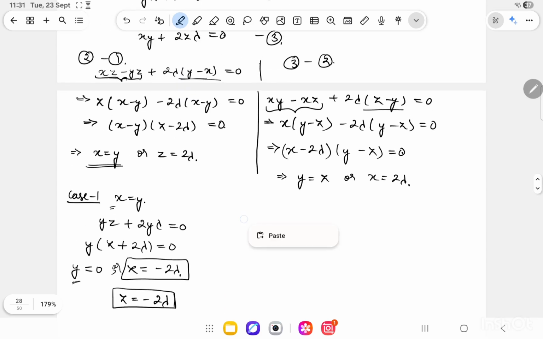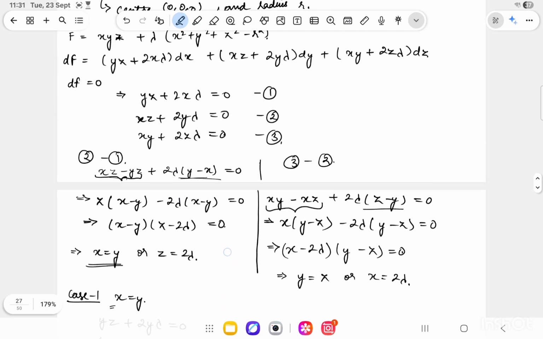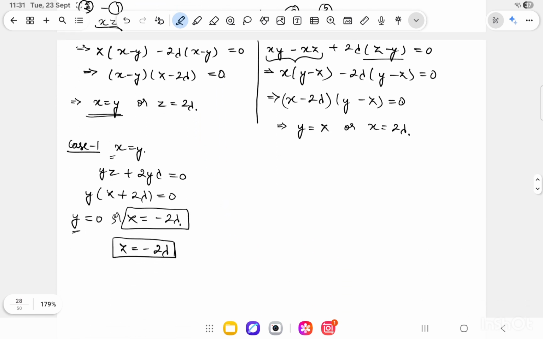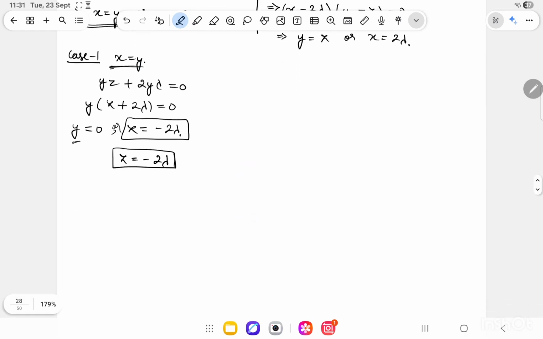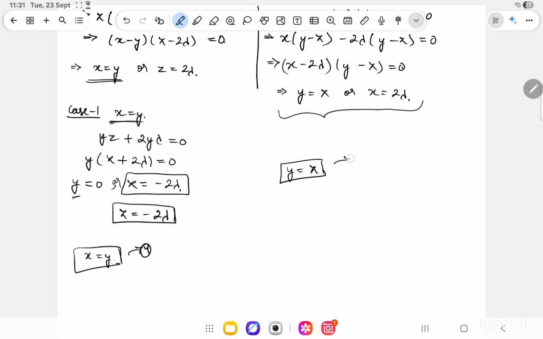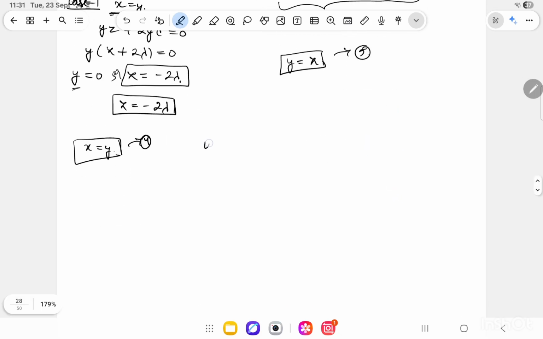from this. So if I take z equals minus 2 lambda, that leads me to this term again, that is y equals x. So from here I got x equals y. Likewise, if I solve these relations, I'll be left with y equals z. So let's name this as equation 4 and this as equation 5. Now using 4 and 5, what I'll get is x equals y equals z.